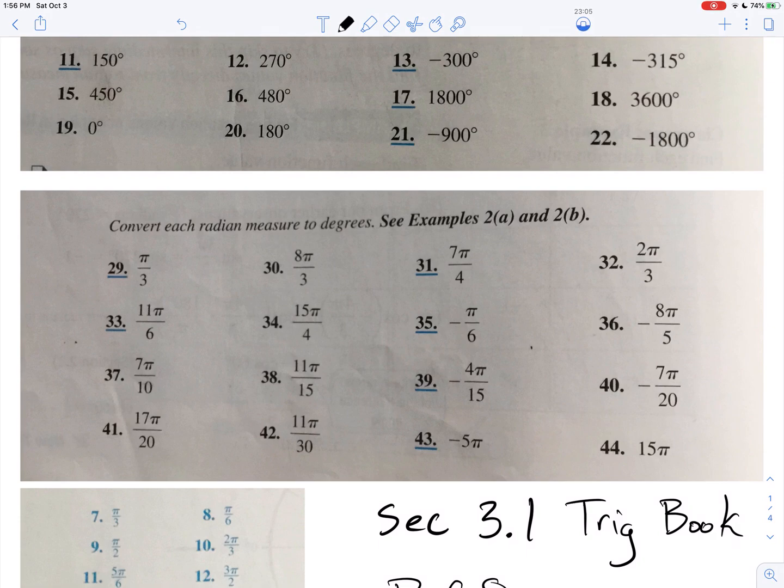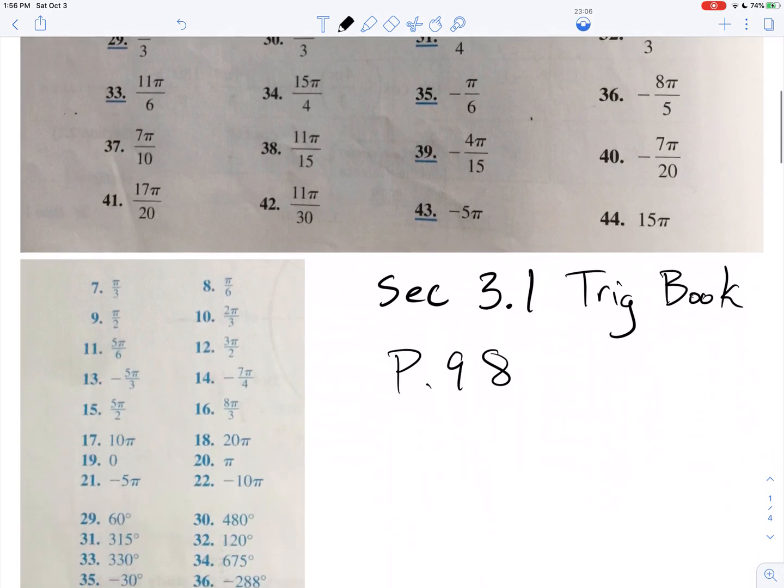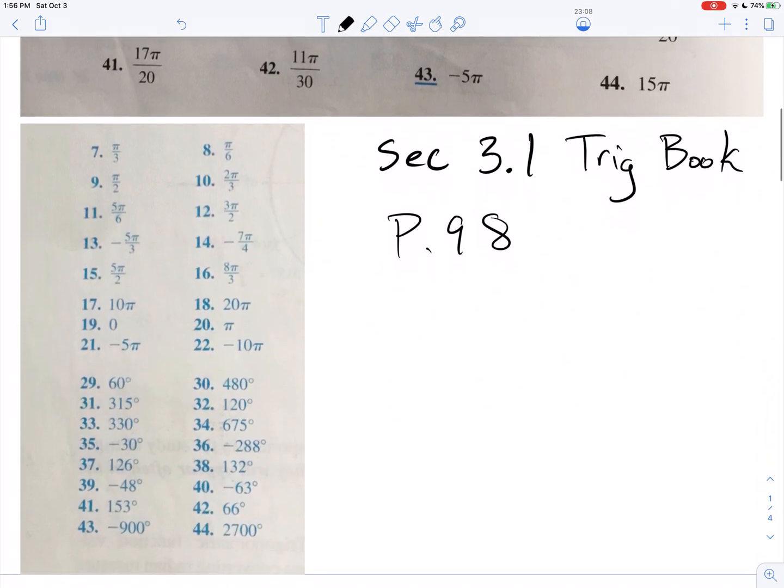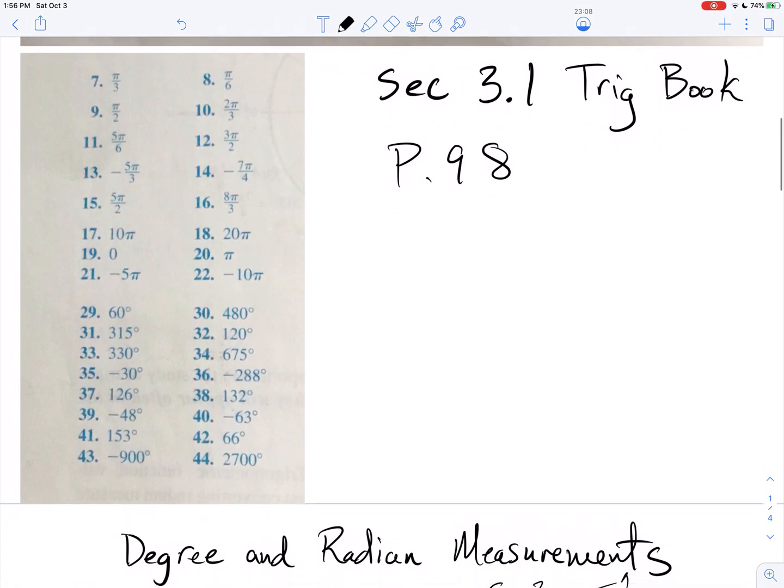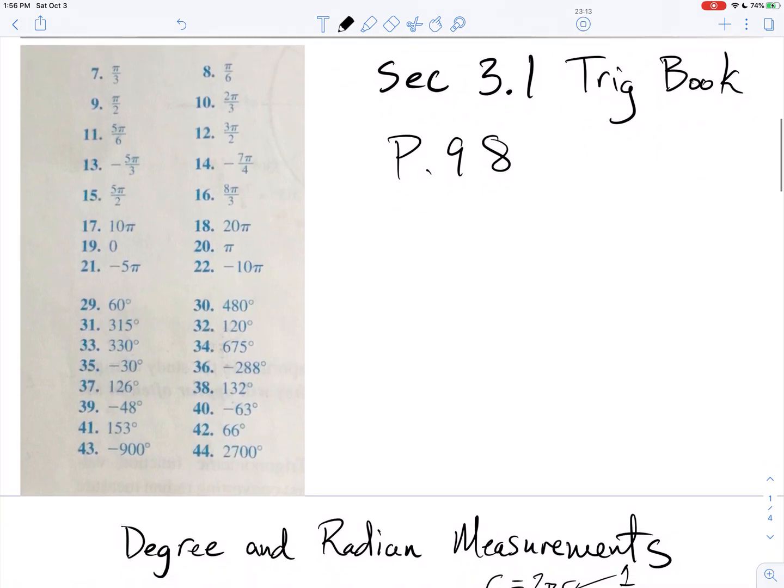So here's the answer key. You know me, I love an answer key. And if you have a copy of the trig book, and I don't know if they're going to hand out trig books all year long or what, so I am not going to take any chances with this. If you have a trig book, great. If you do not have a trig book, well, guess what? This is page 98 in the trig book. So here's the answer key.